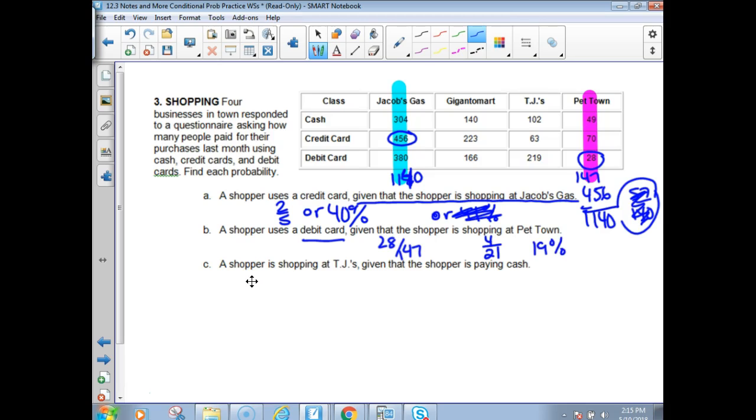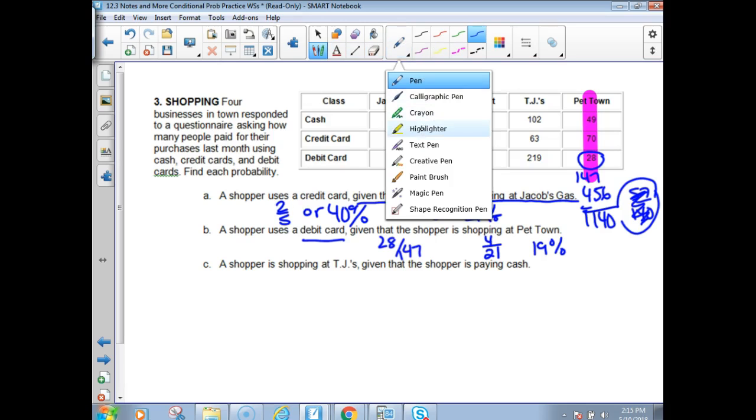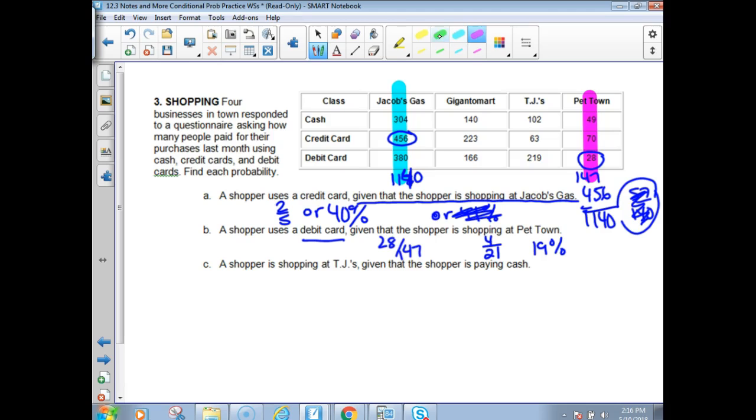Finally, number C, letter C. Or is there more than that? No, just C. A shopper is shopping at TJ's, given that the shopper is paying cash. Okay, now, do not highlight TJ's yet. Which way do we need to go? You have to do this part, paying cash first. So we're going that way for this one. You have to realize which way you've got to read. You got to do the given part first. Cash is king.